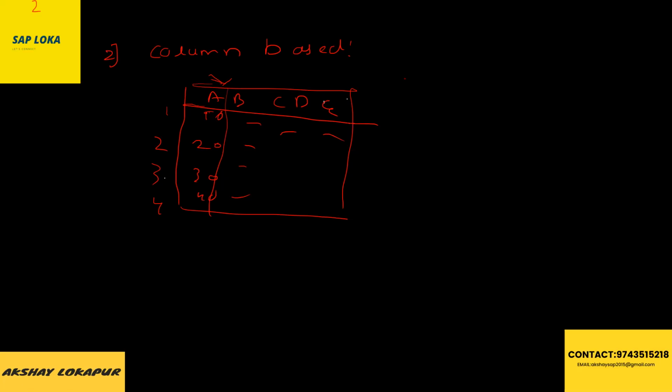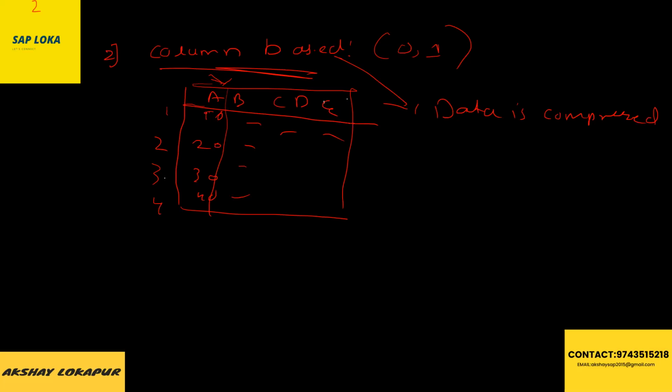Now in S4 HANA, what will happen? All the data is stored column-based only. So it is a binary method. It will be saved in binary, like 0, 1, right? So it goes technical. It is saved column-based, and it is faster because the data is compressed. Earlier, data was not compressed. Now in column-based storage, whatever data is entering is compressed and then added.